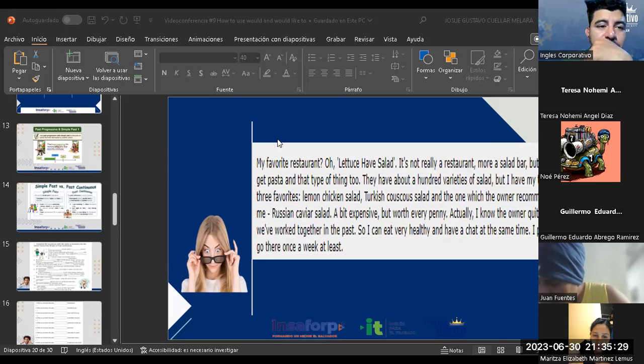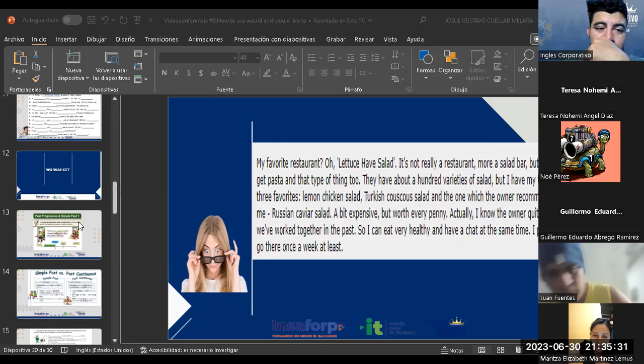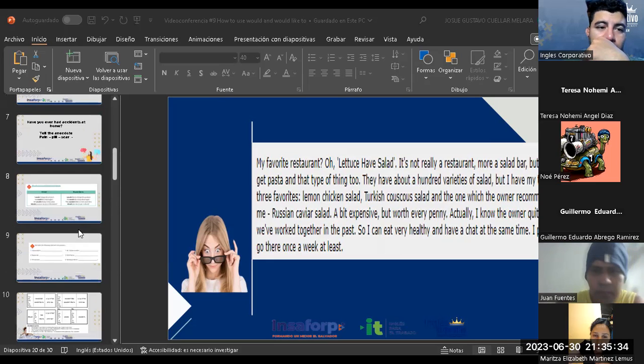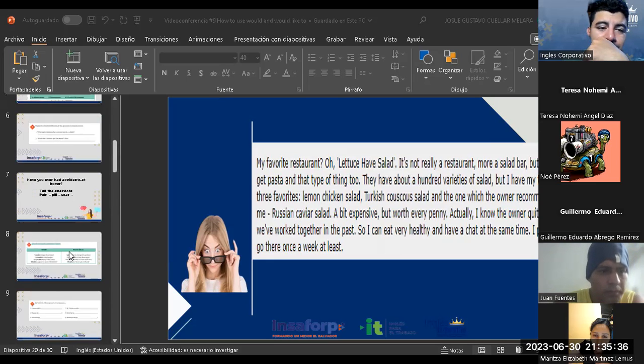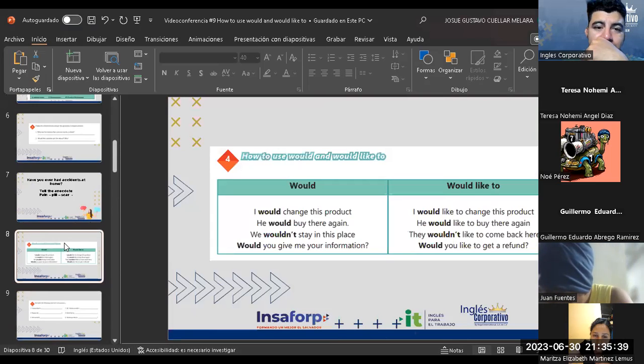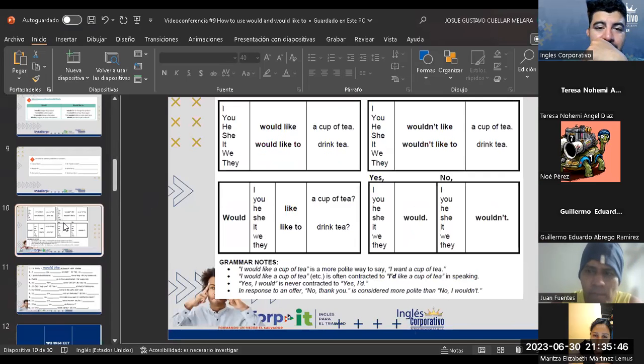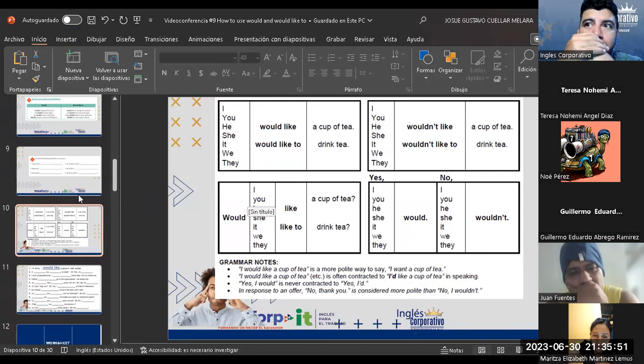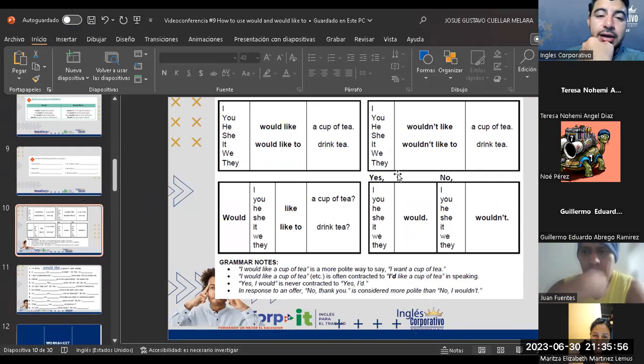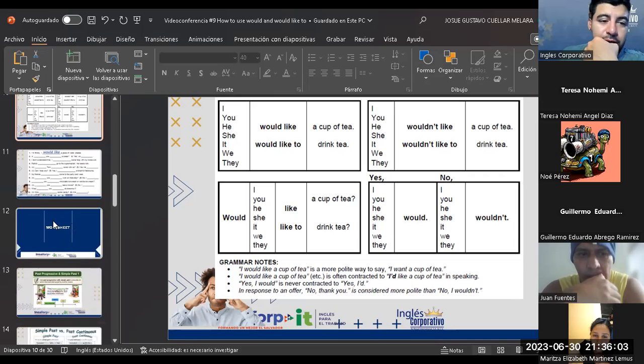So now we're going to study another grammar structure. Vamos a estudiar otra estructura gramatical. We already studied would like, ¿verdad? ¿Es el would like o would like to? Cuando ya vimos esto, que el would like es cuando ustedes quieren algo, les gustaría algo. Pero cuando utilizamos el would like to, ya viene un verbo, okay? I would like to. No problem with this. And we're going to check this.